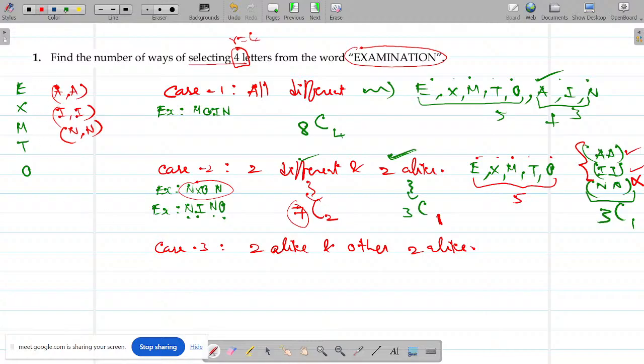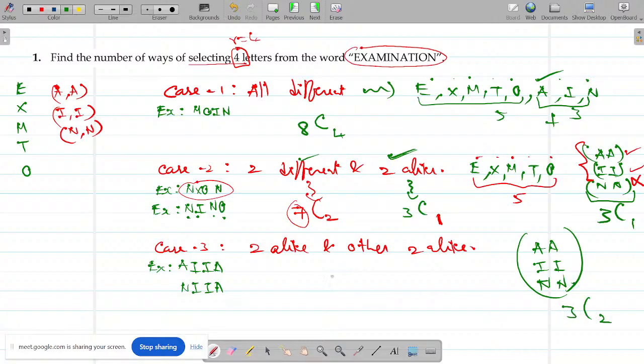And case 3, example: 2 alike and the other 2 alike, which means I can take it from AA or II or NN. So I can have AAII, or I can have NNII, or so on. Among these 3, if I choose 2, which means 4 letters will be selected. So this is 3C2. Hope it is okay. Shall I continue? Shall I go for the next problem?